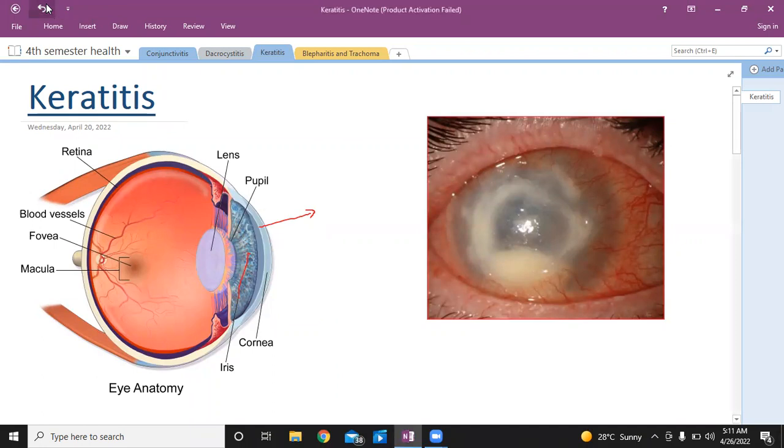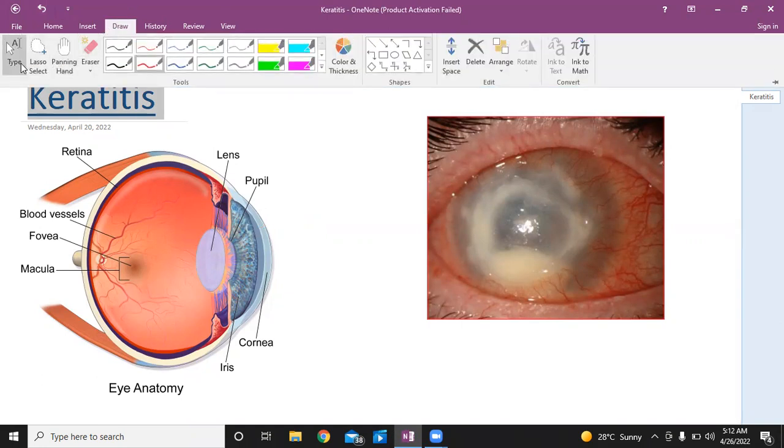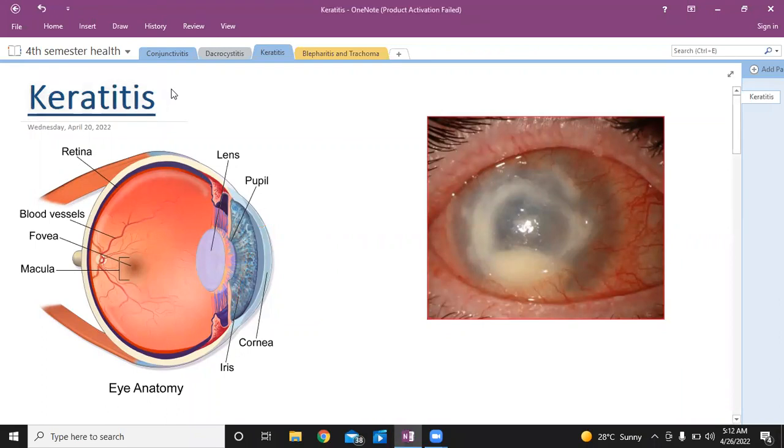Okay, so keratitis. The lecture for today is keratitis. It is one of the lectures from ophthalmology. Okay, so keratitis. What is keratitis? Keratitis is defined as the inflammation of the cornea.